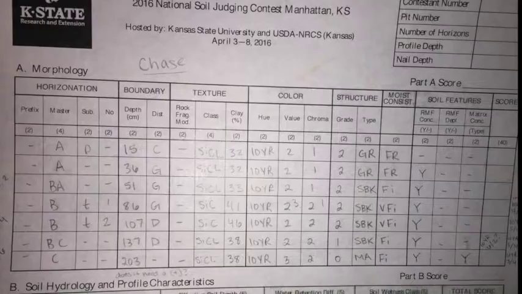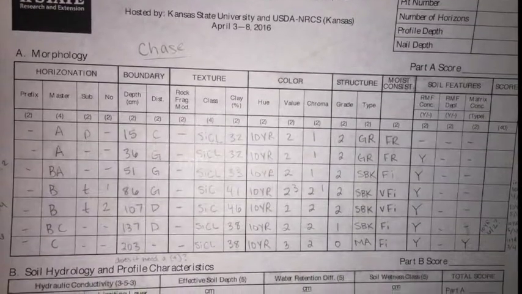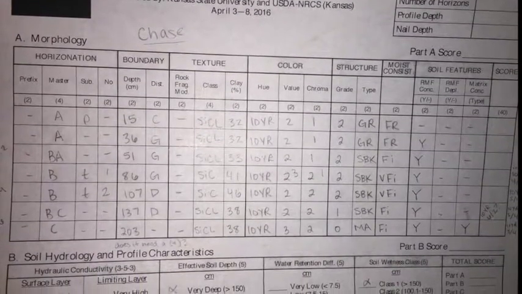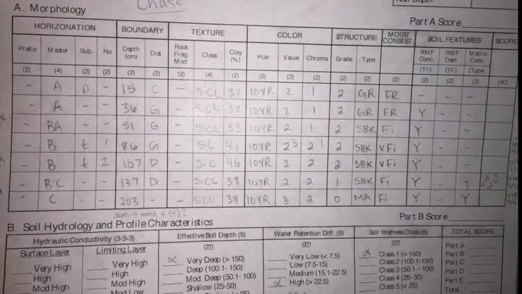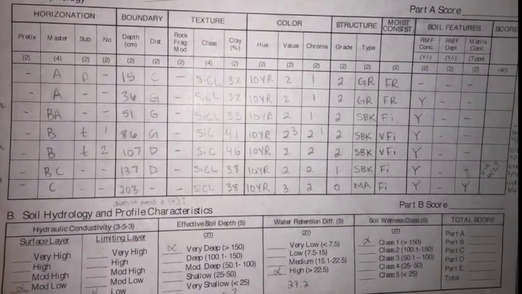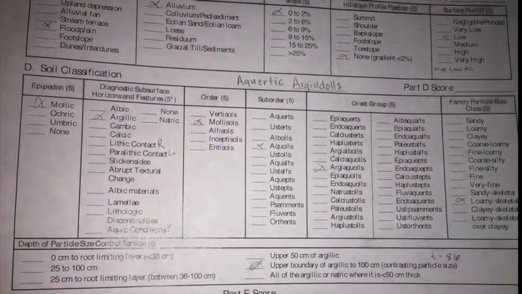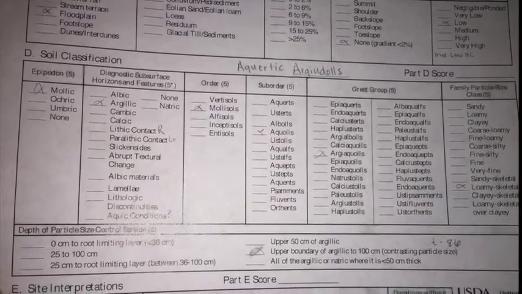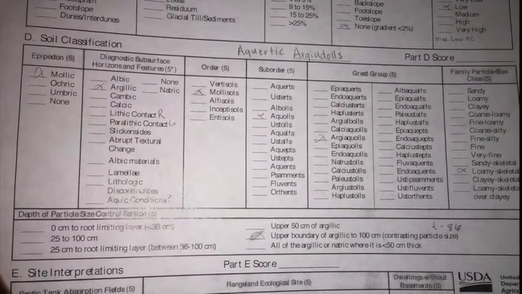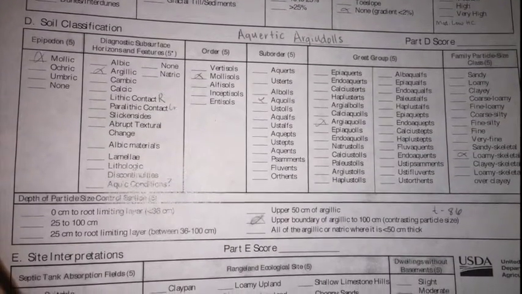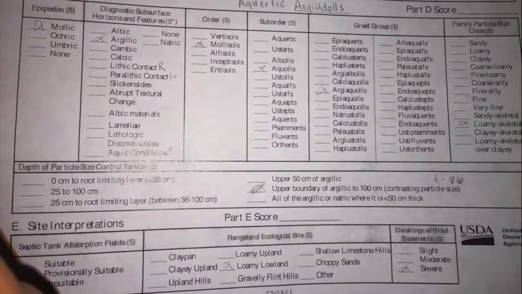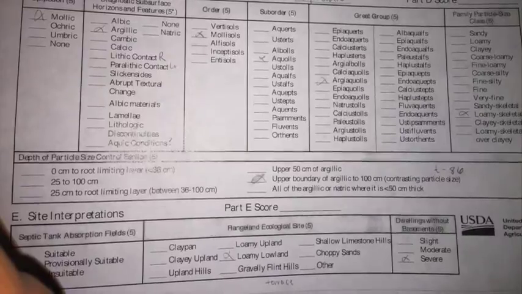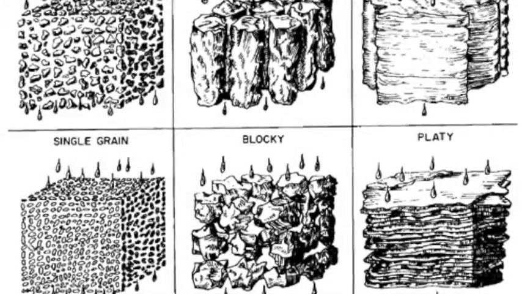So you look at horizonation, both the master and subsurface, the boundary distinctions, the texture, the color, the structure, the moist consistency, redoximorphic features, hydraulic conductivity, water retention. It goes all the way to the hill slope profile, erosion potential, full-on soil classification, all the way to the grade group, as well as site interpretations having to do with whether or not a septic tank is suitable.